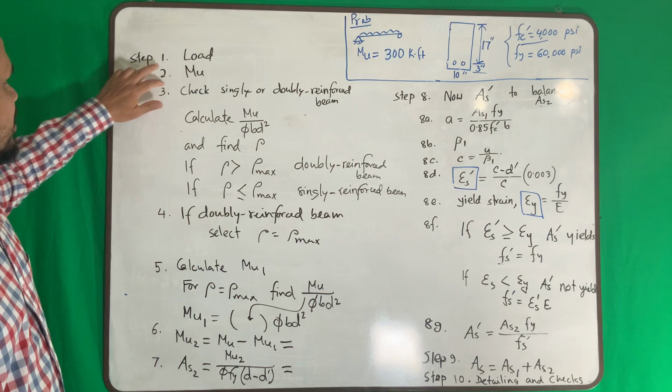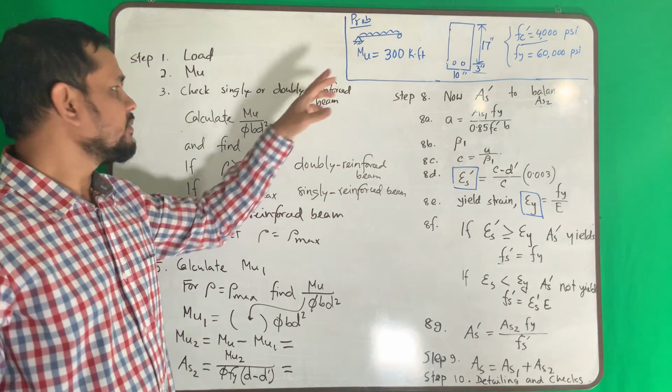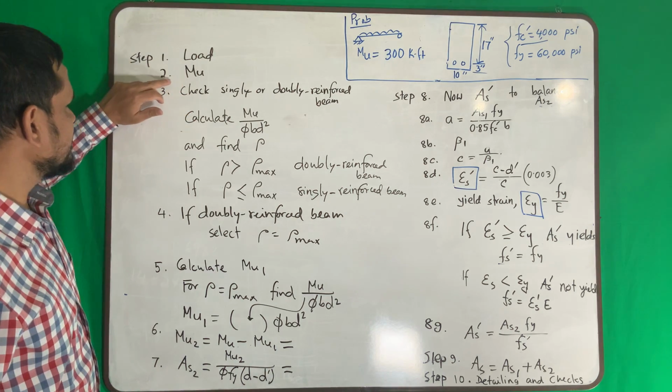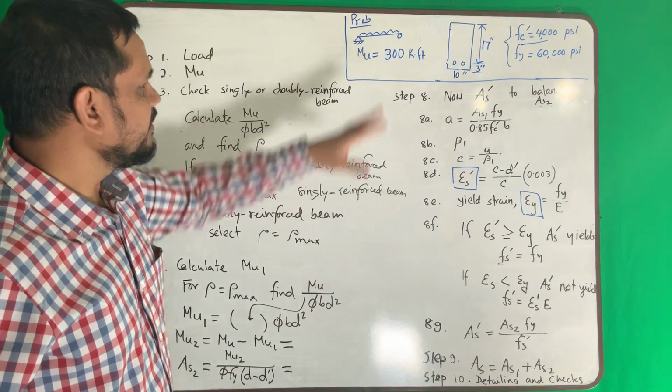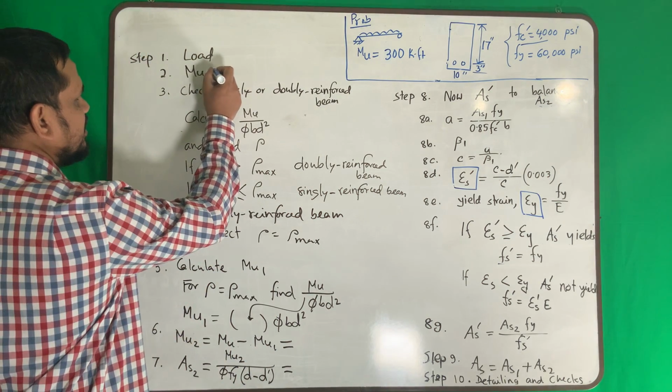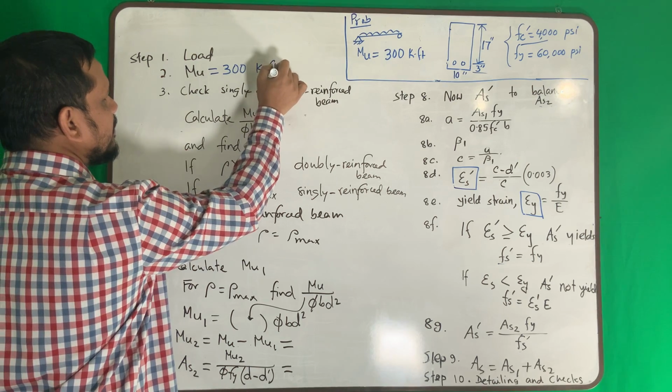So step number 1, we have to calculate the load, but we do not need to because the problem already gave us the moment. So step number 2, find the factored moment. We need to find it, but the problem made our life simple. It already gave this value. So 300 kip-feet.